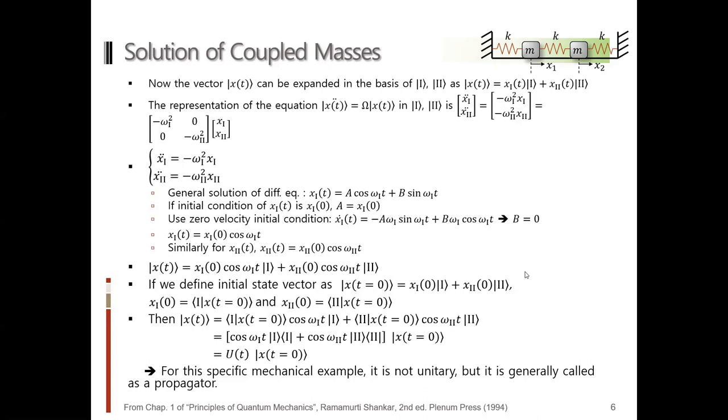It might look like I'm just rewriting everything. What I'm trying to do now is find another equation for x sub one at time t equals zero. To find this, all I have to do is multiply by the bra vector of the Roman numeral one basis. Then x sub one at time t equals zero is just the inner product between the Roman numeral one vector and the x vector at time t equals zero. Similarly for x sub two.